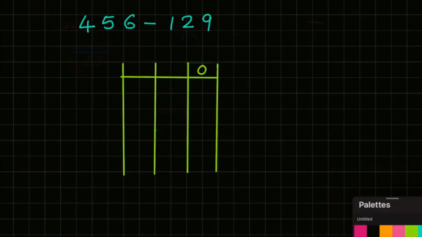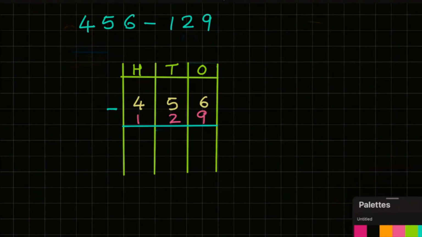O will stand for ones, T for tens and H for hundreds. So let's arrange the numbers now. 456 and 129. Now we are doing subtraction. Let's write that. The same thing that we have done before in the previous 2 examples.